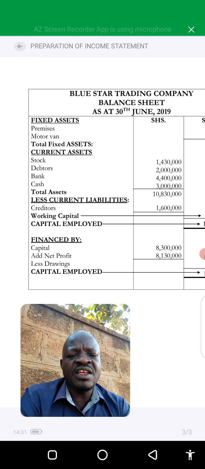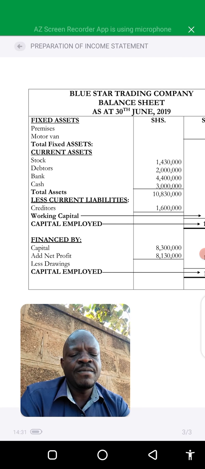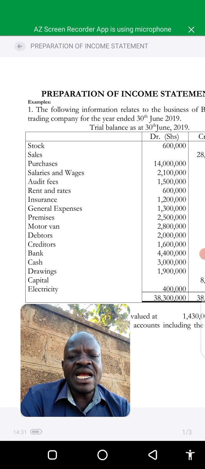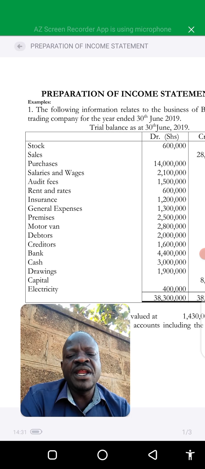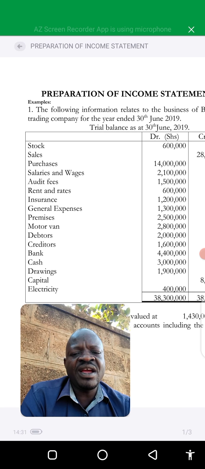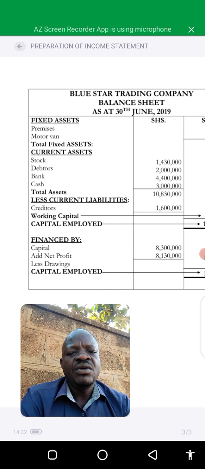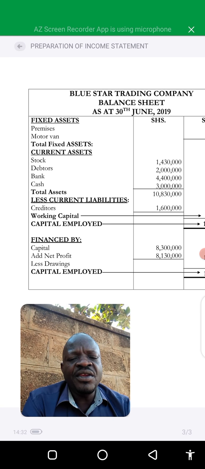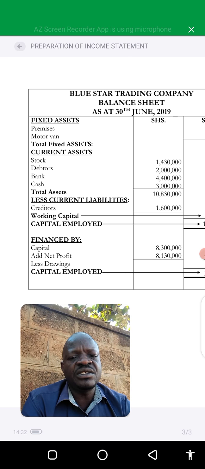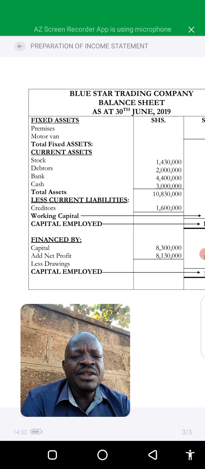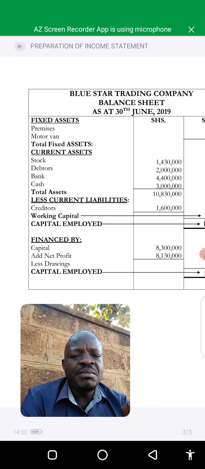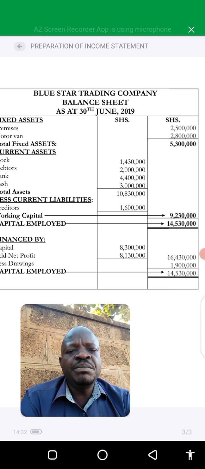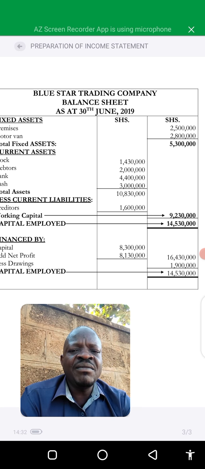Now, when we go to current liabilities, we only have creditors. You can see it from our question. It is item number 6 from down. From bank, as you go up, we have creditors, and that's why we have it there of 1,600,000. So we get current assets minus current liabilities to get working capital, 10,830,000 minus 1,300,000.